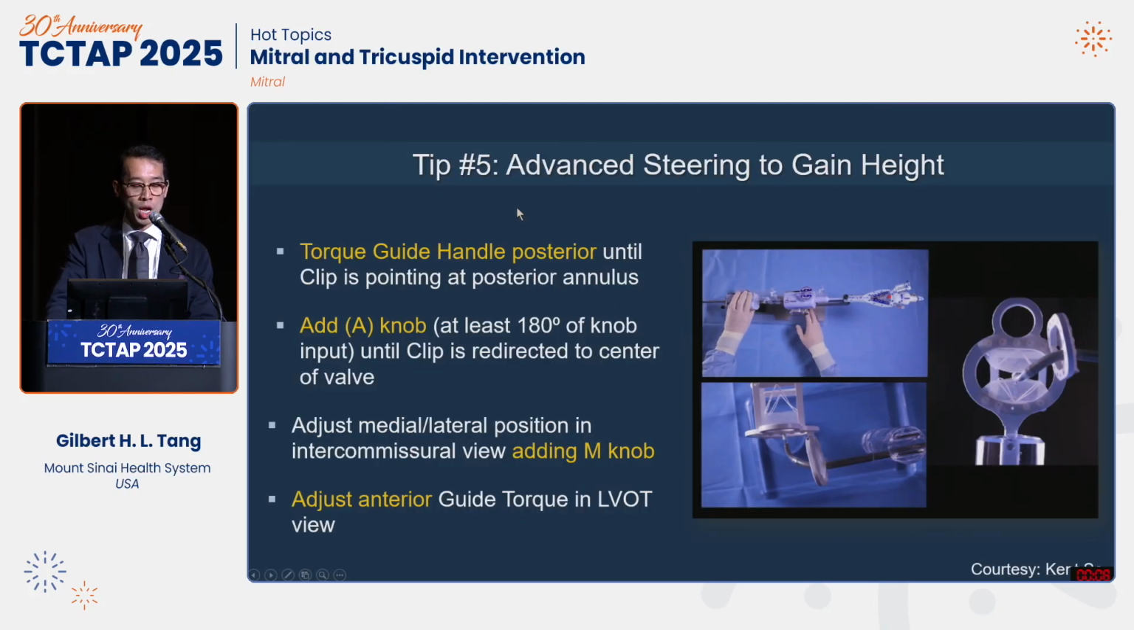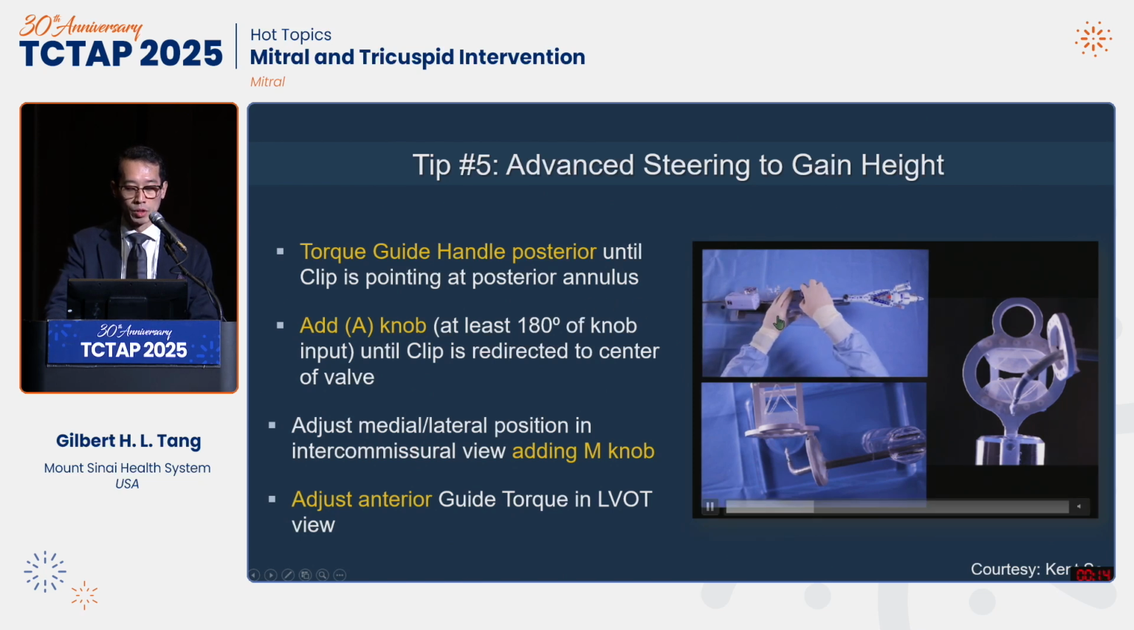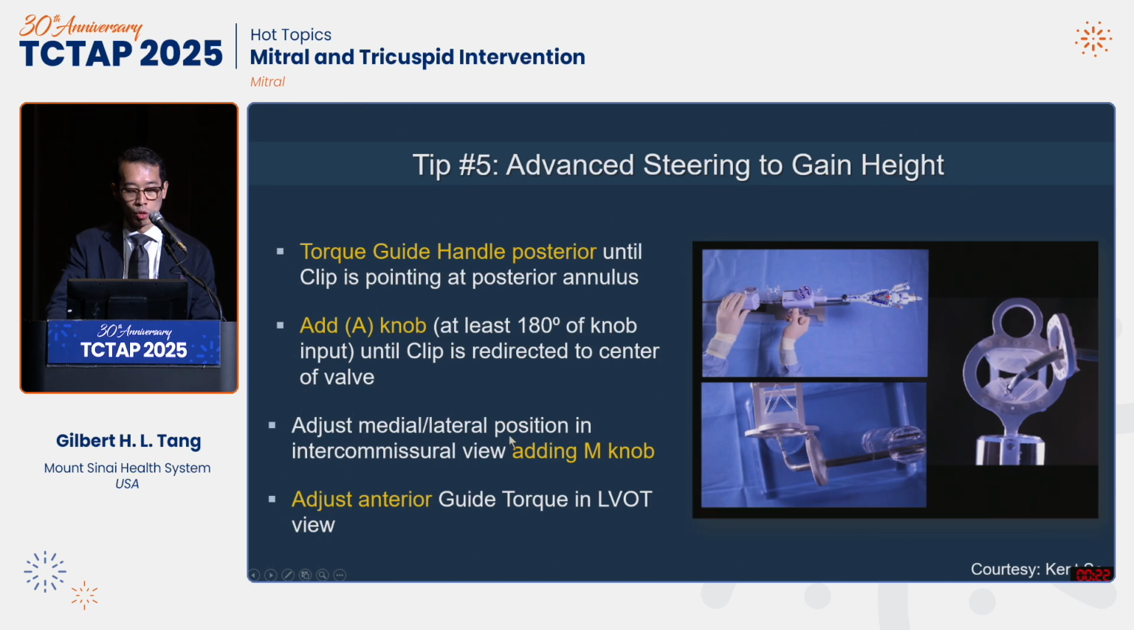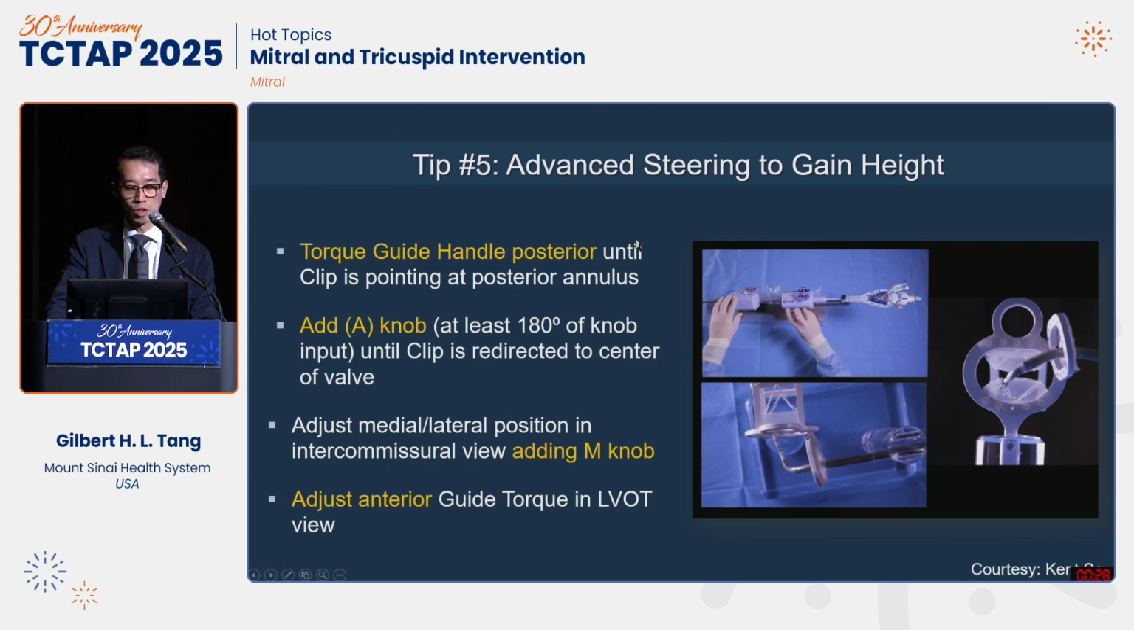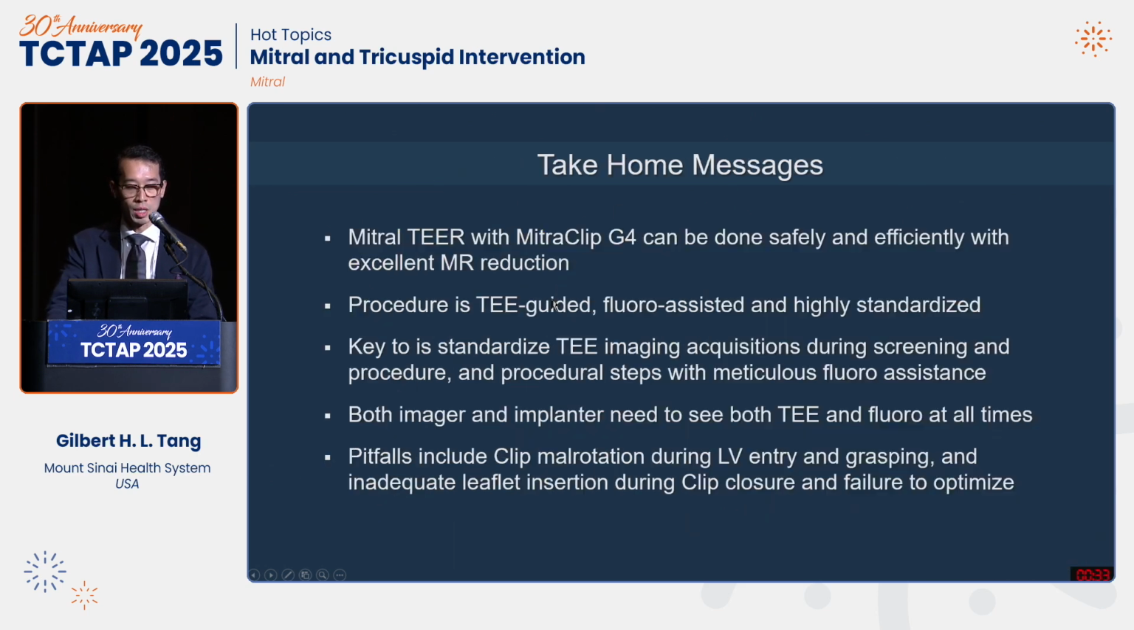Now, what about if you don't have enough height? This is called advanced steering. You can gain height by doing first the A knob. The A knob deflects the clip away from the annulus, and then you basically add more M, and you can see how this works here. And then you use the TEER guide torque to bring it back to the annulus. So that's the last step. This is a very useful advanced steering feature, especially if you don't have enough transseptal height.